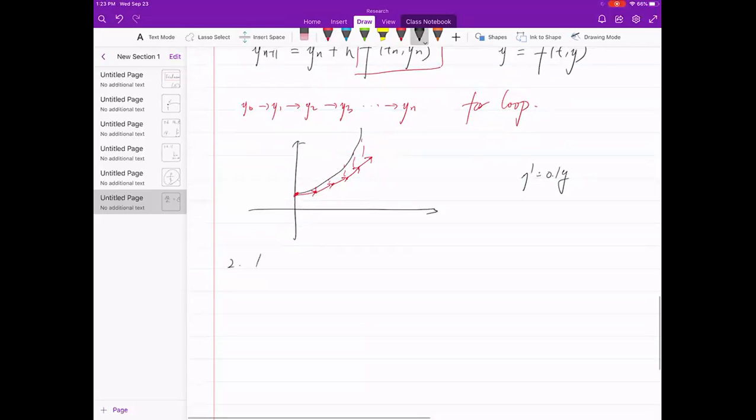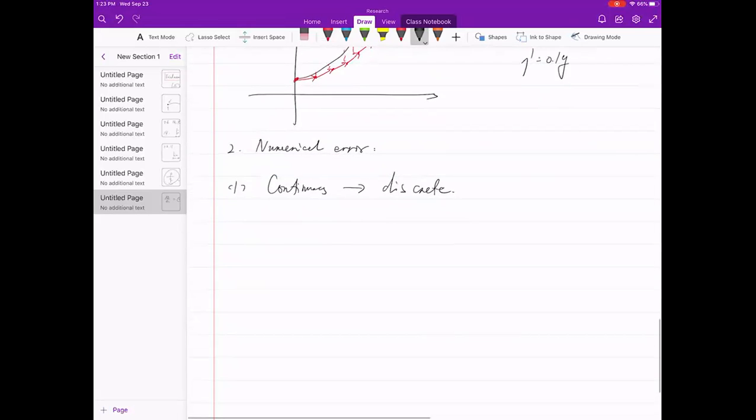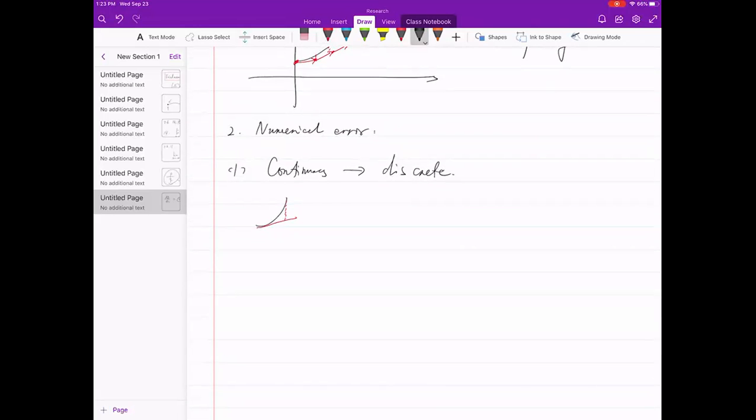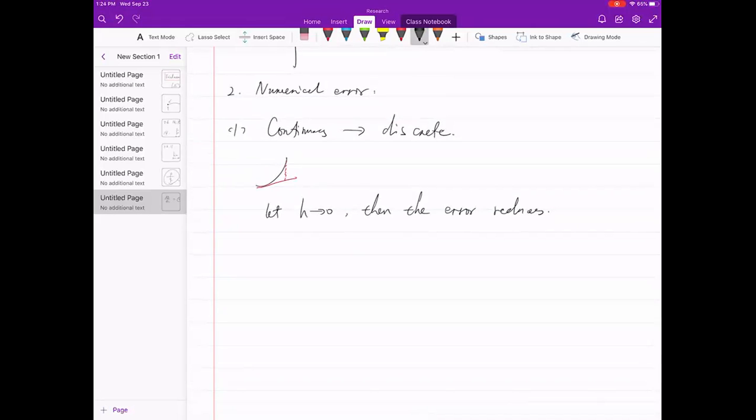Therefore, we want to talk about numerical error. There are several things we need to talk about. The first one is the error is inevitable because you're trying to change something continuous to discrete. You're trying to change something curvy and replace it by something straight. Of course, you're going to have a mismatch. And then we say, well, to make it smaller, you basically just need to let h go to 0. Then the error reduces. That's the first thing.